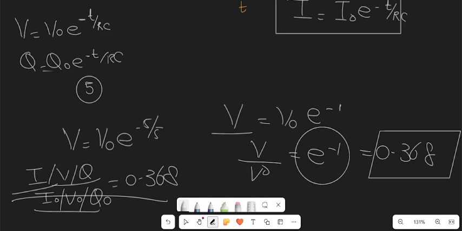So this is it for capacitance. Again, if it sounds too confusing right now, no worries, because we will be doing a lot of past paper questions to understand all of this.